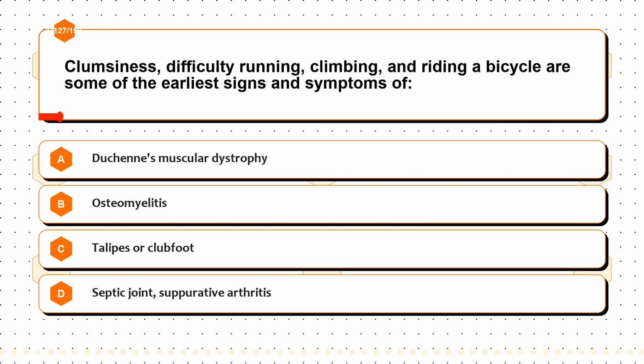Question 127. Clumsiness, difficulty running, climbing, and riding a bicycle are some of the earliest signs and symptoms of. Here are the options. Option A, Duchenne's muscular dystrophy. Option B, osteomyelitis. Option C, Talipes or clubfoot. Option D, septic joint, suppurative arthritis.